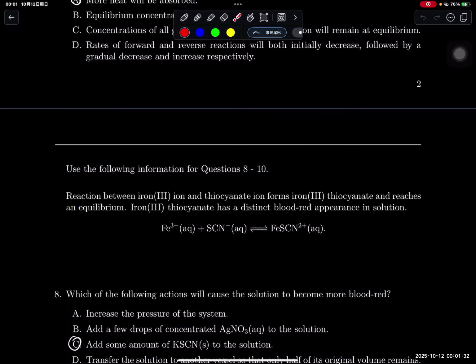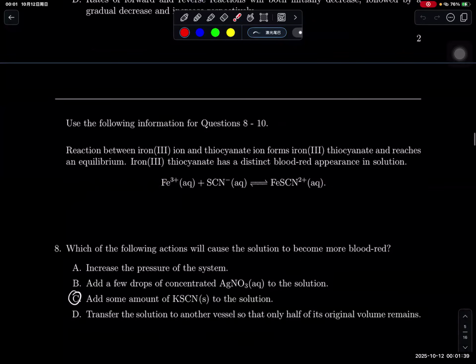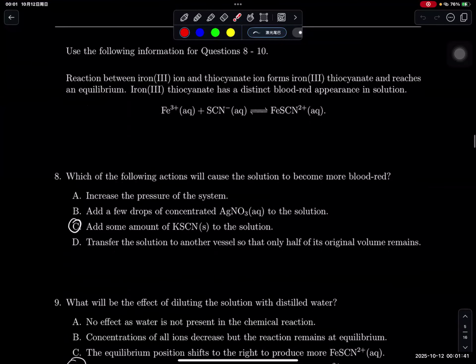So the reaction between iron(III) and thiocyanate ion forms this equilibrium. Okay, and this question applies to question 8. Which of the following actions will cause the solution to become more blood red? If you recall, this ion is actually the blood red complex. Okay.